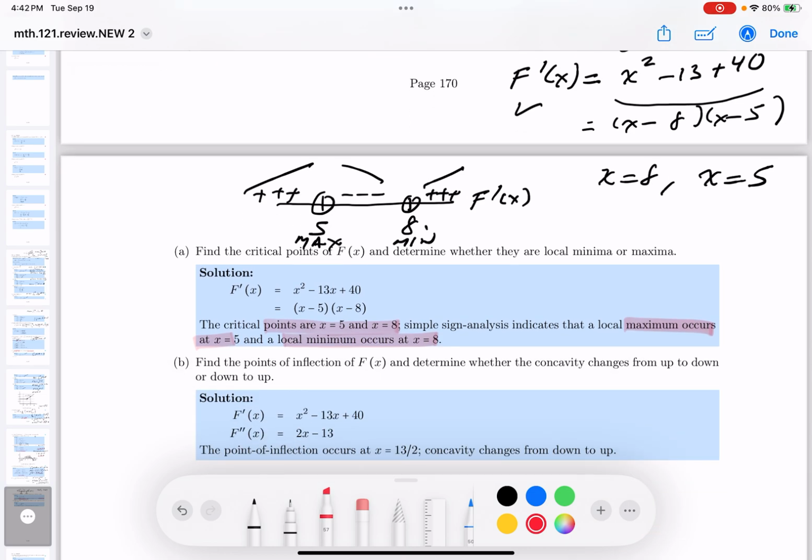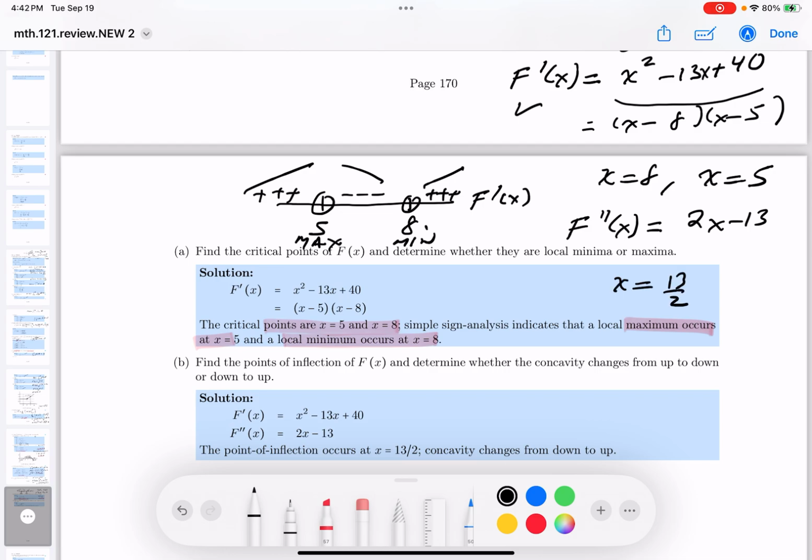Find the points of inflection. What do I have to do? Another derivative. Let's put this down. So I've got to put down big F double prime. What's that going to be? It's going to be 2x, I'm sorry, it's 2x minus 13. What's the critical value there? It's going to be when x equals 13 halves.